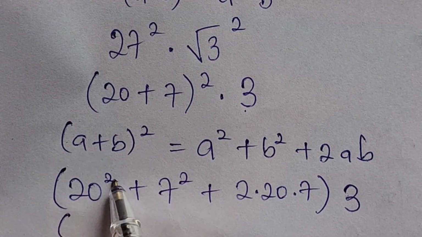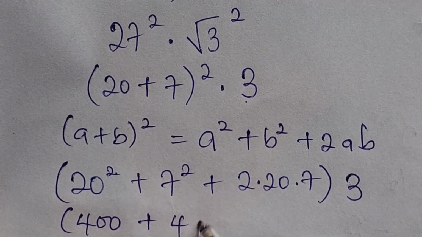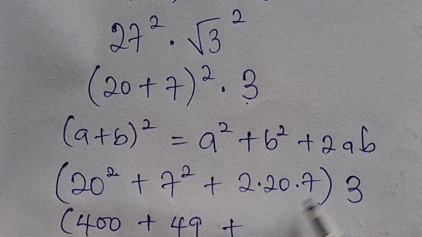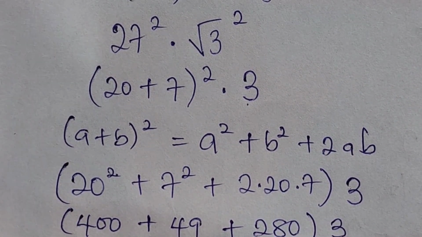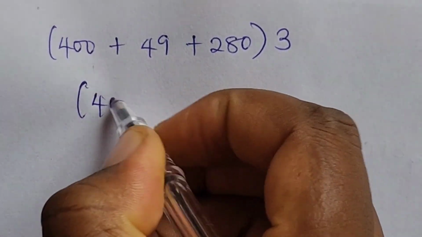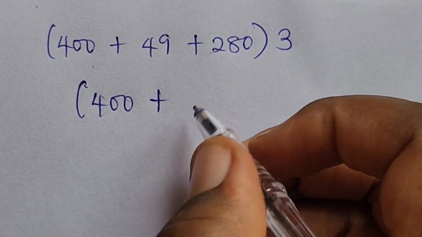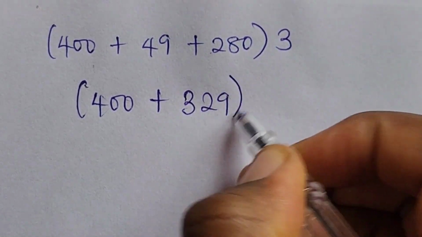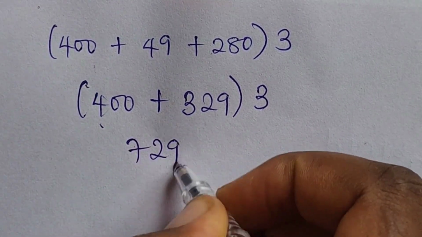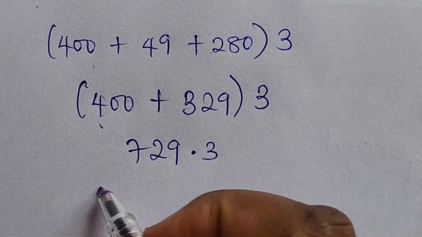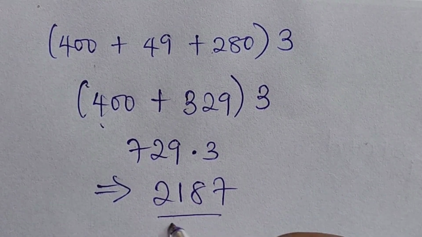So when we expand this, 20 to the power of 2, we have 400 plus we have 49, and when we multiply through here, we have 280 times 3. So this will give us 400 plus 49 plus 280, which is 329 times 3. So adding up this, we have 729 times 3, which is equal to 2187.